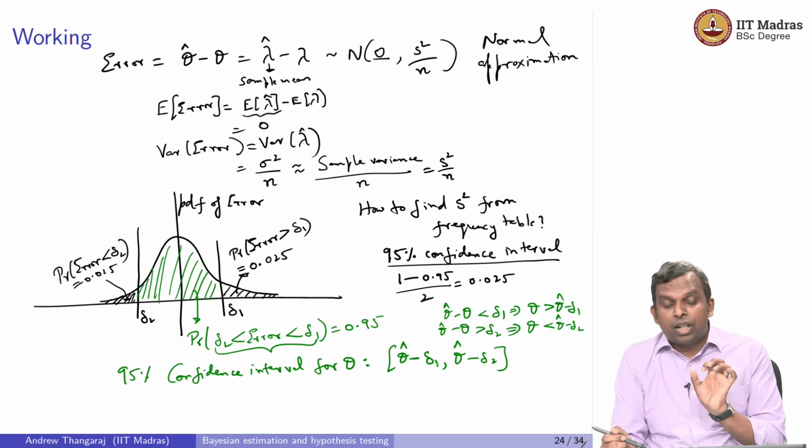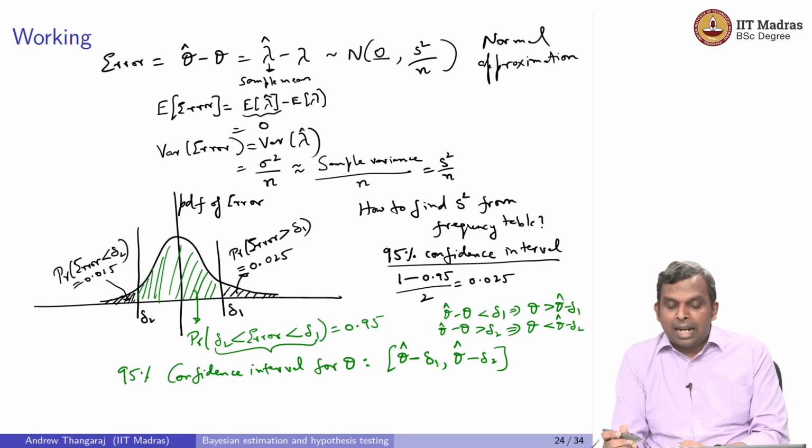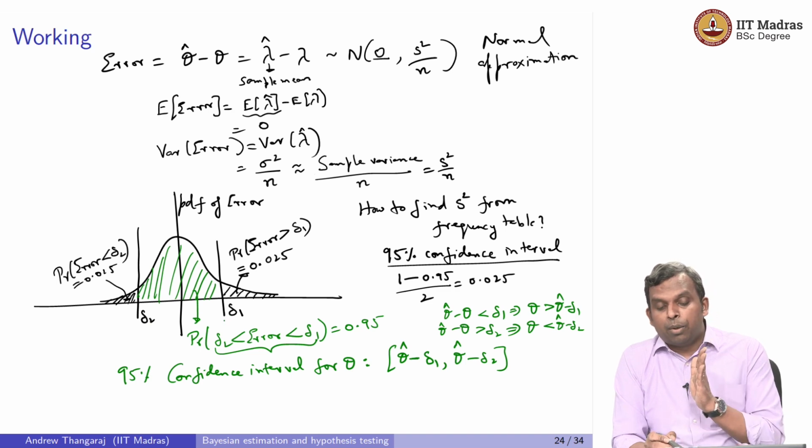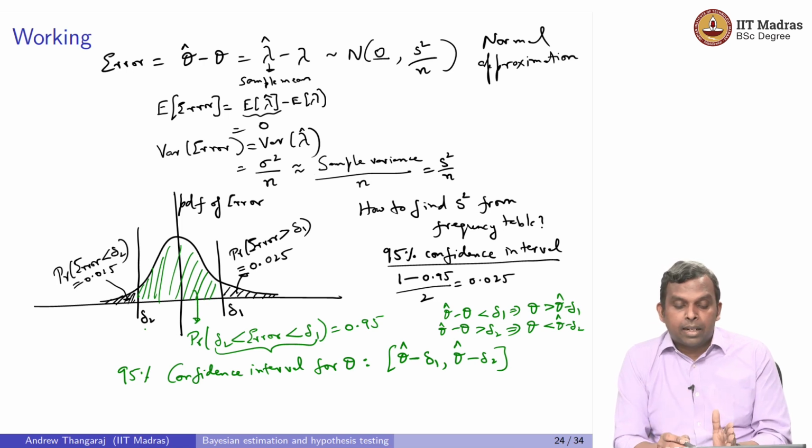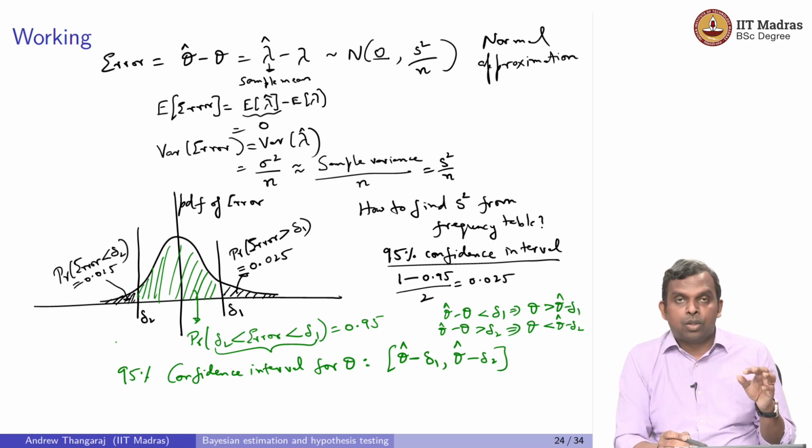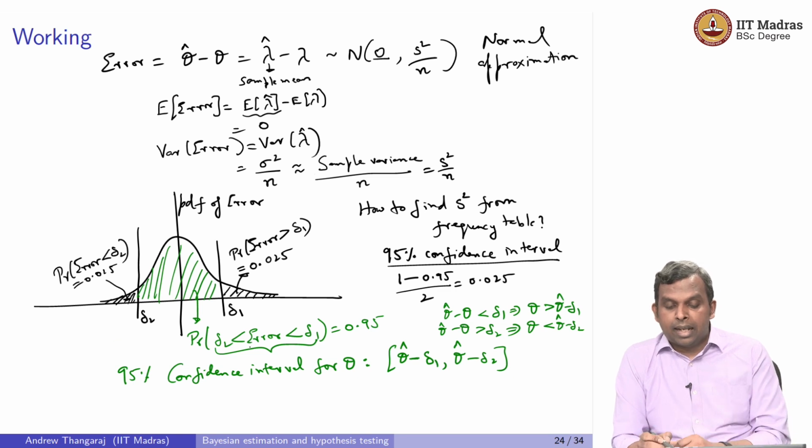Next is the calculation of the confidence interval itself. So, that involves finding this delta 1 and delta 2. This delta 1 is the point beyond which the probability of error greater than delta 1 becomes equal to 0.025. Delta 2 is such that the probability of error less than delta 2 is 0.025, okay, and this error you expect to be within delta 2 and delta 1 with probability 0.95, or you are 95% confident about the error falling in this interval. Now, the error falling in that interval translates into theta falling in the interval between theta hat minus delta 1 and theta hat minus delta 2 with 95% confidence.